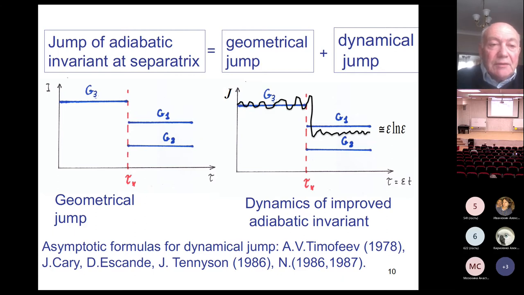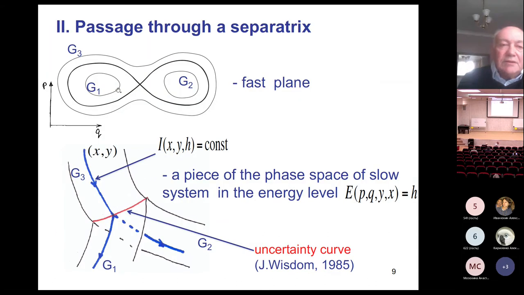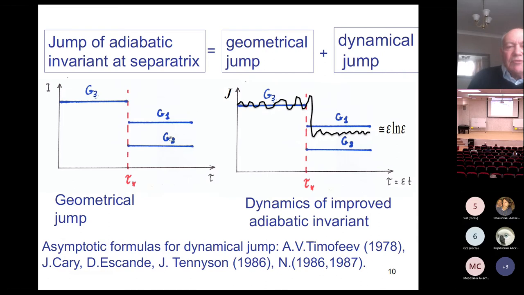The effect of this dynamical jump is most visible when we have a symmetry, when these two separatrix loops are symmetric and have the same areas. So if instead of the action inside this domain, we use the double action, then the adiabatic invariant will be continuous on the separatrix. In this case, these two lines coincide, and if we multiply by two here, we will have just one line. So there is no geometrical jump, but there is a dynamical jump, and it plays an important role.